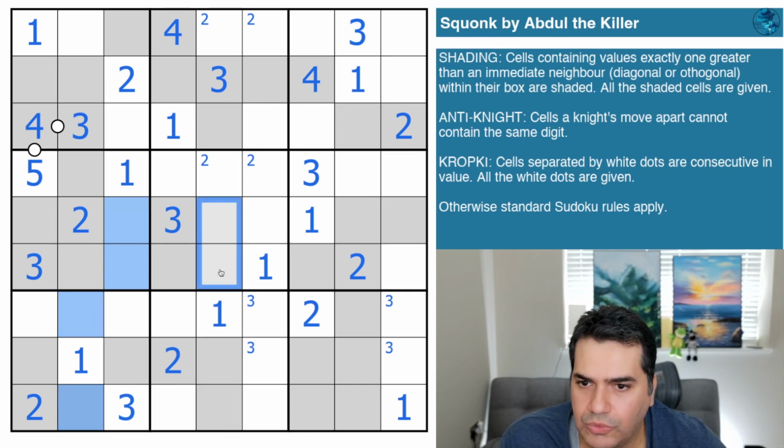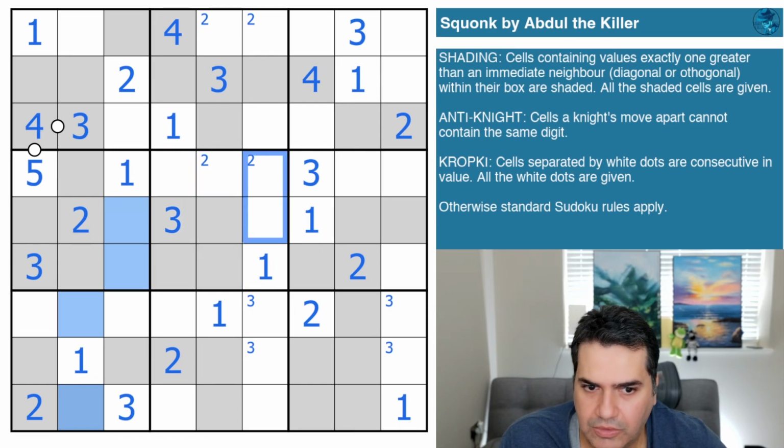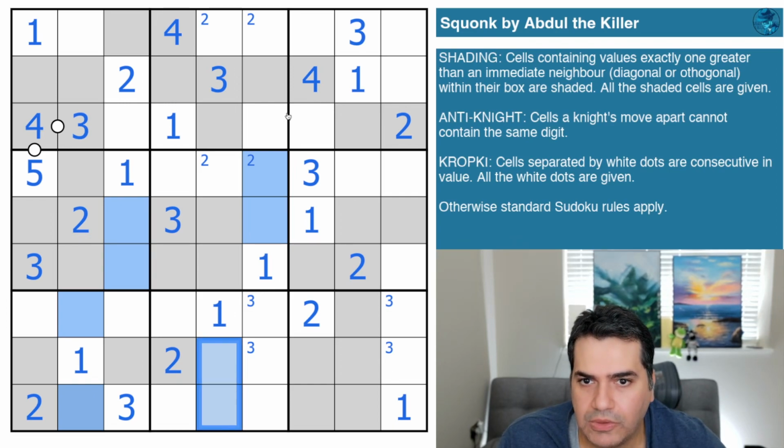These are all no's. This is a no. These are all no's. That's a no. These are 4s. We're looking down here. That's a yes, because it sees 3s, depending, obviously, if this is a 4, this is a 3. If this is the 3, this is the 4. It can't be orthogonal. Again, no white Kropki dot.